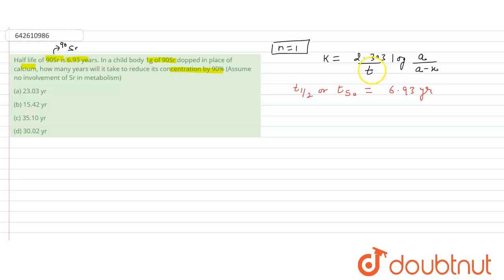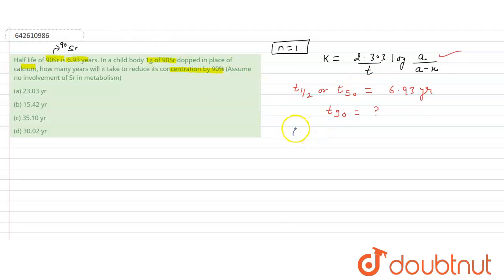Now we have to find how many years it will take to reduce its concentration by 90%. That means we have to find T90. So for solving this, we have to use this formula. We know that for the half-life reaction, the T half.